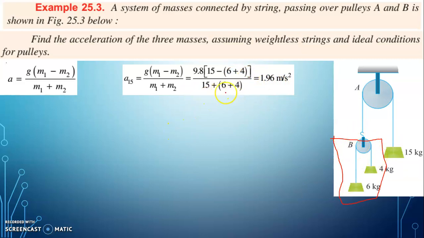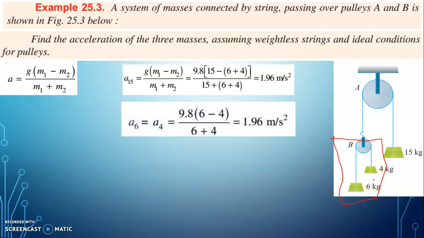So M1 - M2 divided by M1 + M2 equal to 1.96. So 15 kilogram is moving downward with 1.96 meter per second square, and this system, this pulley will be moving upward with 1.96 meter per second square. Okay. Next we will be analyzing this 6 kilogram and 4 kilogram. So the acceleration will be again G into m1 minus m2 divided by m1 plus m2. So m1 equal to 6 kilogram mass, larger mass, m2 is equal to smaller mass. 6 minus 4 by 6 plus 4, again 1.96 meter per second square. Again 4 kilogram is moving upward with 1.96 and 6 kilogram will be moving downward with 1.96.